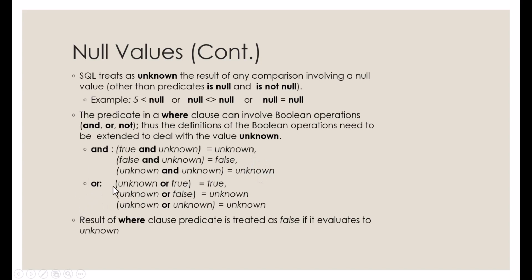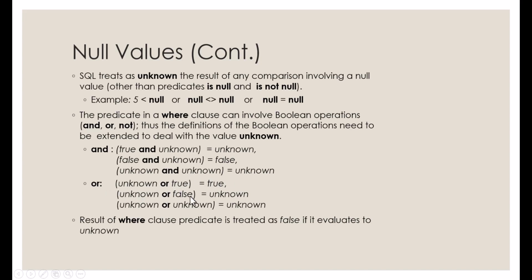Now with OR, only one of them has to be true. As long as at least one is true, the whole thing is true. So we have unknown or true is true. It doesn't matter if this unknown is false or true, because we have a true in here with the OR, this whole thing will be true.